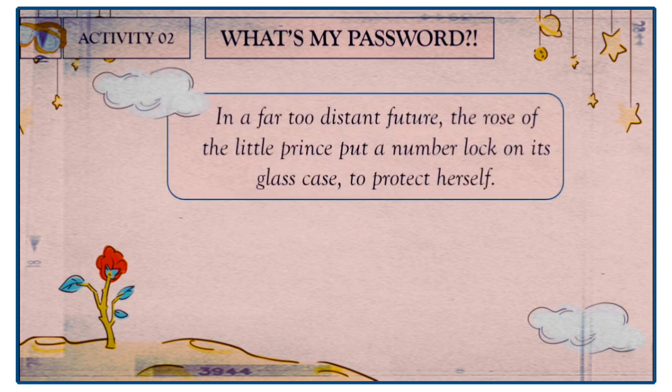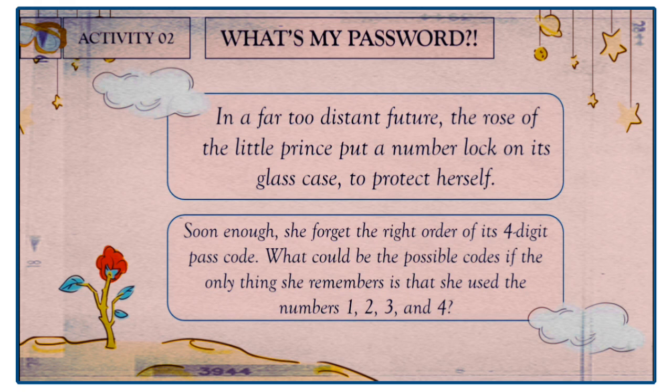So in the story of the Little Prince, there's a rose there, okay? But I would like to say this is a differentiated version of the Little Prince, wherein in the far, far distant future, the Rose of the Little Prince put a number lock on its glass case to protect herself. Because in the short story, we knew that the Little Prince wants to take care of this rose, and he's watering the rose. He protected it with a glass case. Now, what the rose did is put a password on it to make sure that she will be safe. But the problem is that she forgot the right order of its four-digit passcode.